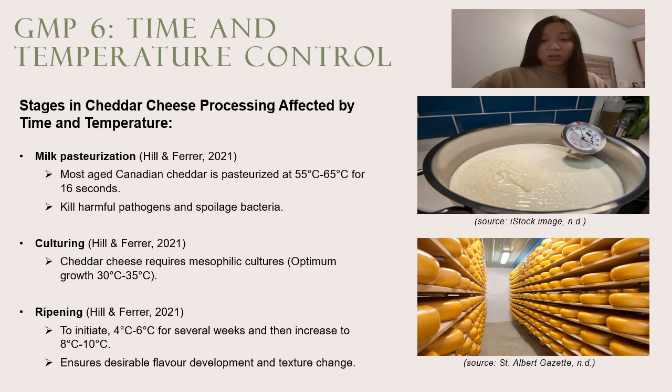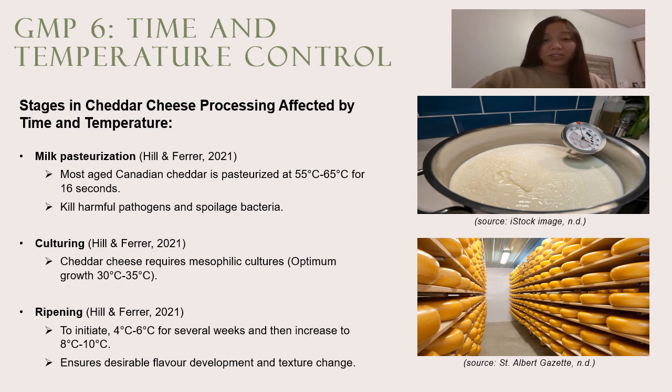Next, we have the culturing. Cheddar cheese is made using mesophilic cultures, so these are cultures that thrive at moderate temperatures, which is between 30 to 35 degrees Celsius. This step is important because it helps form the right pH level for curd formation and controls microbial growth, ensuring the cheese develops the right texture and flavor.